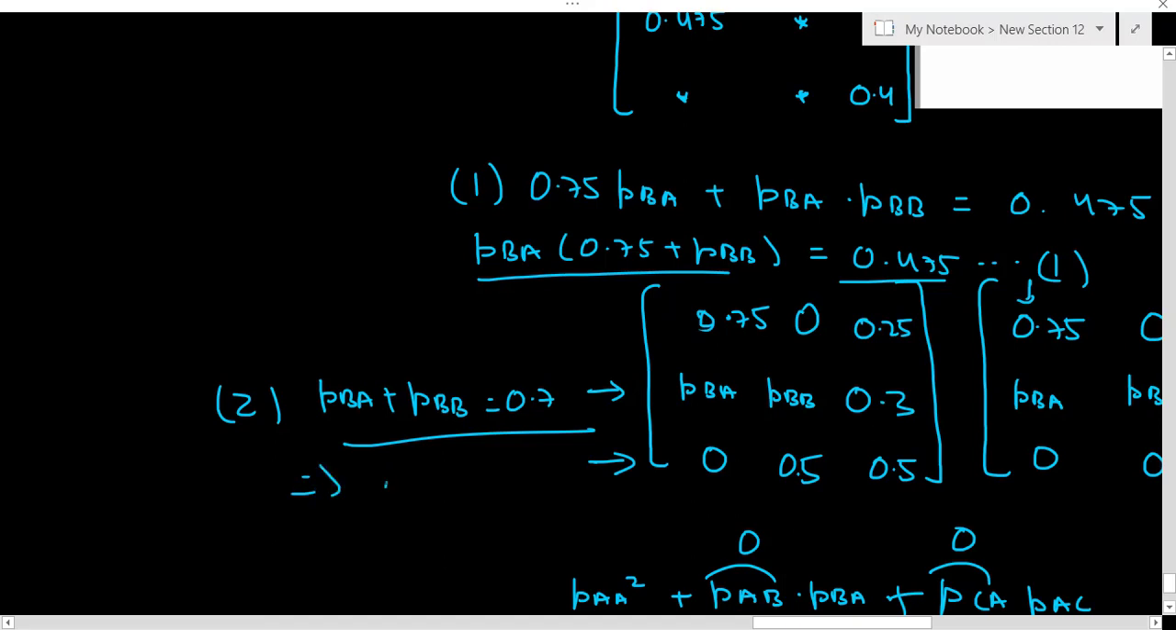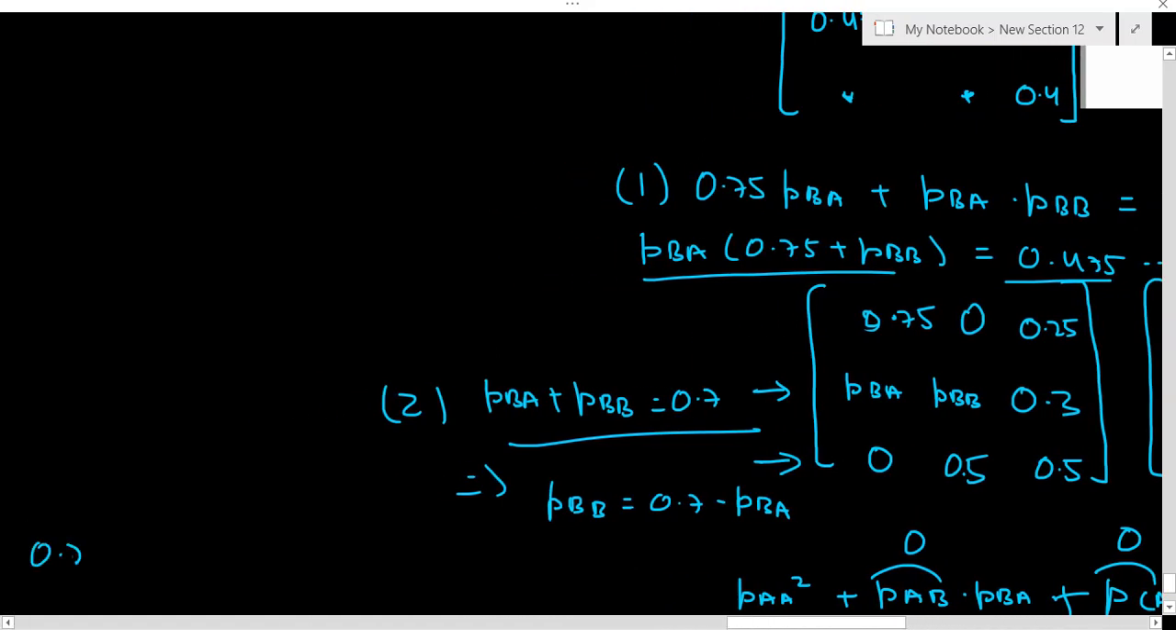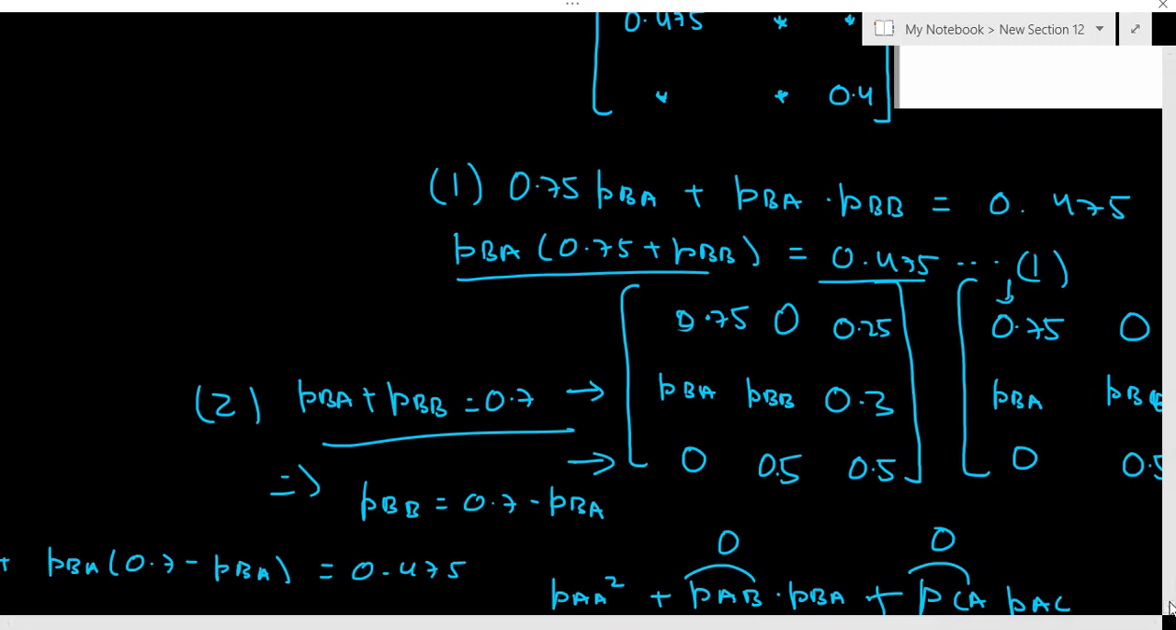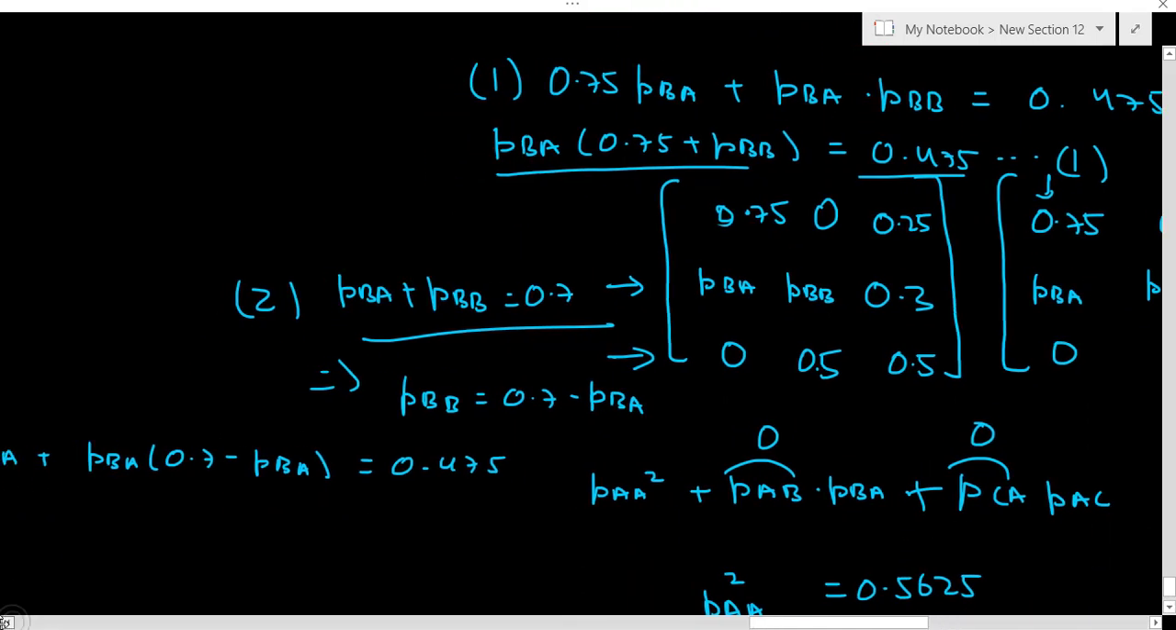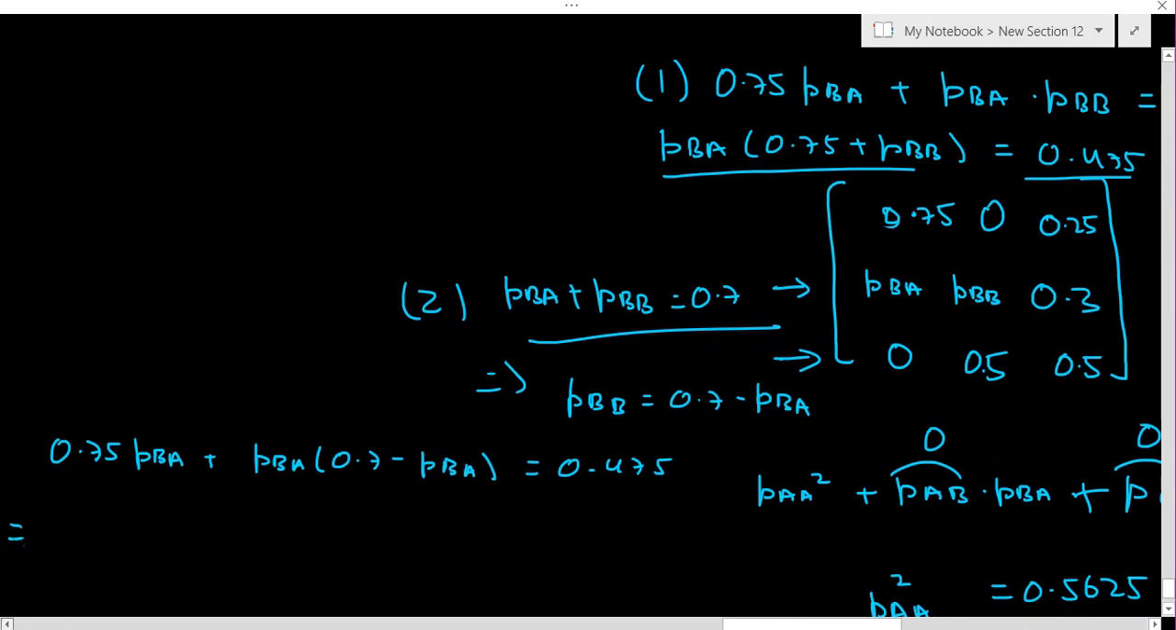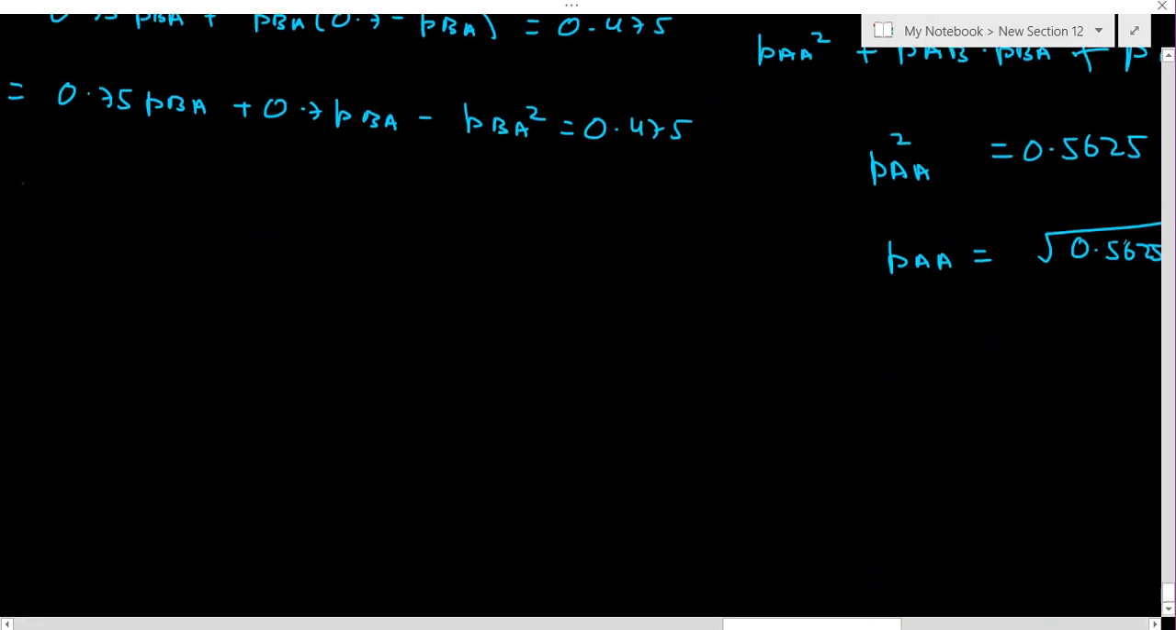So from 2 I can write that PBB is equal to 0.7 minus PBA. Okay, now let's replace this into the first equation. So that would become 0.75 PBA plus PBA into (0.7 minus PBA) is equal to 0.475, right? So that is my final equation, and that would give me a value for PBA. It is becoming quadratic now. Okay, so 0.75 PBA plus 0.7 PBA minus PBA square is equal to 0.475, right? So that is my equation here, and now I can actually solve it.